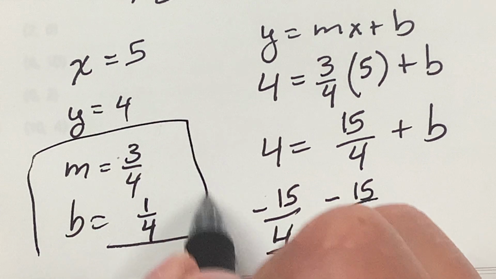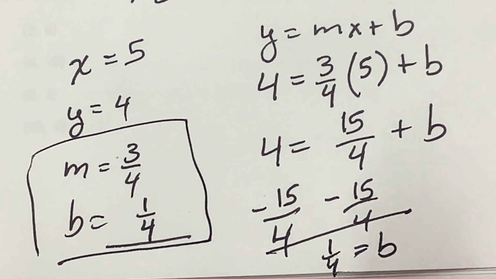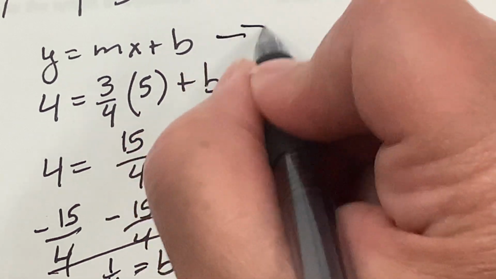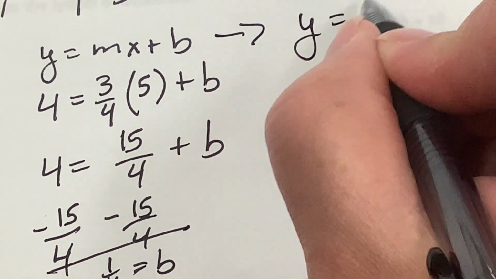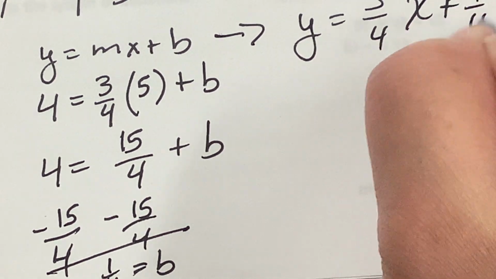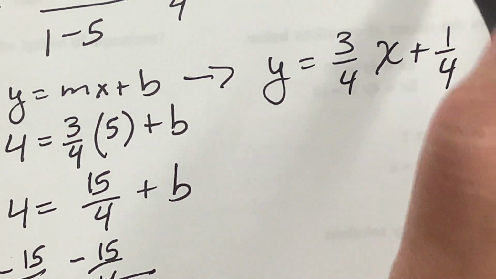And now I have m is 3/4, b is 1/4. Back in that same y equals mx plus b equation, and I get y equals 3/4 x plus 1/4. Really, really happy I don't have to graph that.